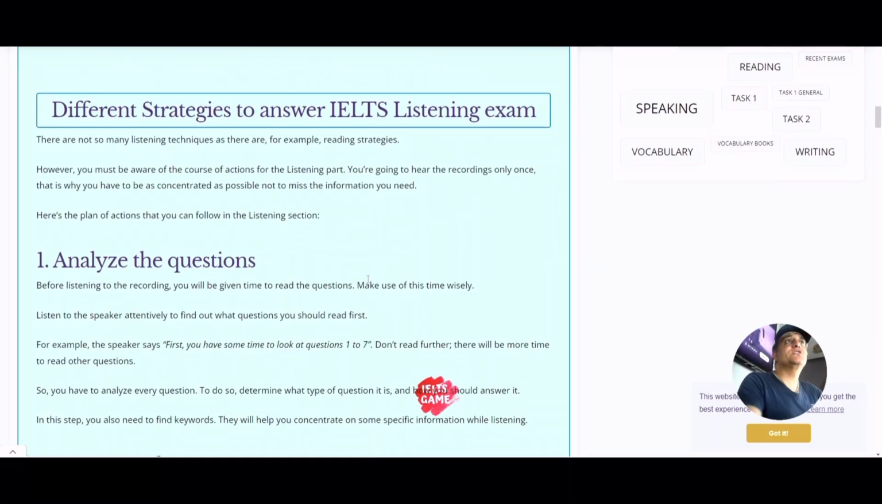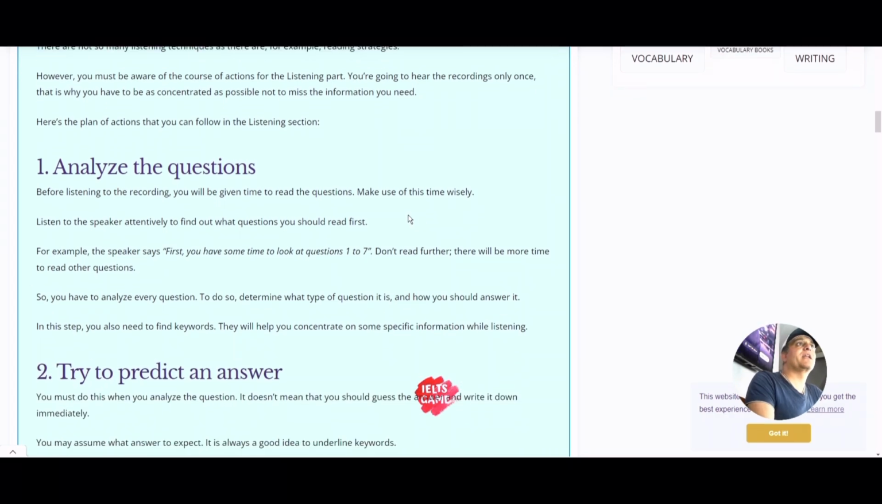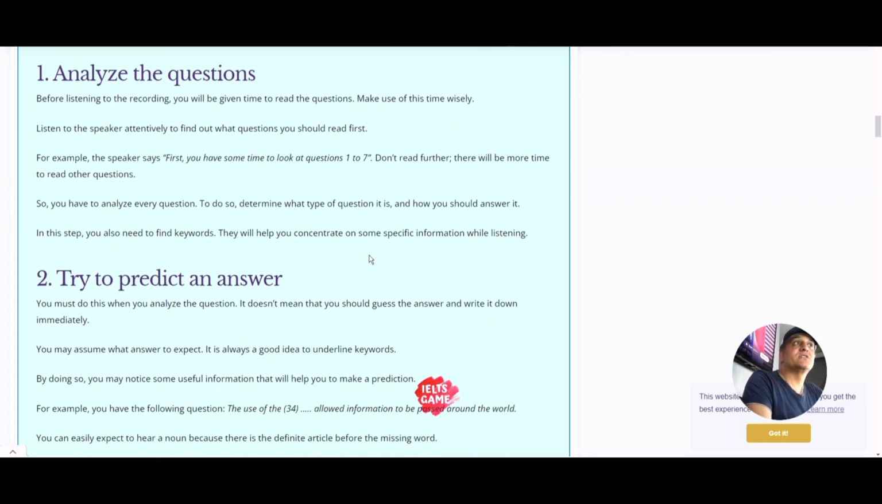There is a strategy to answer the IELTS listening exam. Analyze the question, which means you have to be careful with the instructions. Read them carefully. Read the paragraph. Read the question. Sometimes, by the way, they tell you, as you can see here, that first you have some time to look at questions 1 to 7. Don't look at 1 to 8 or 1 to 9. No. This is specific time for just questions 1 to 7. Just follow the instructions because every second counts.